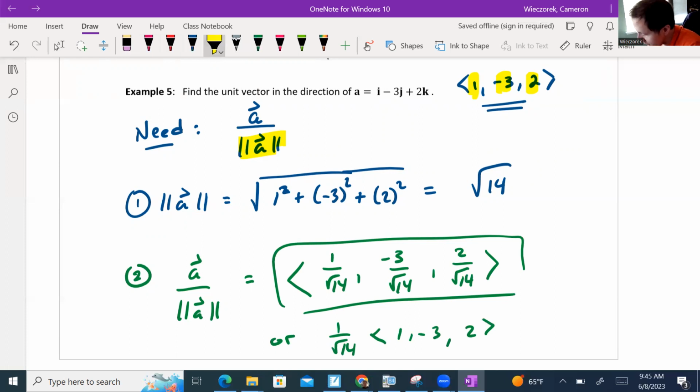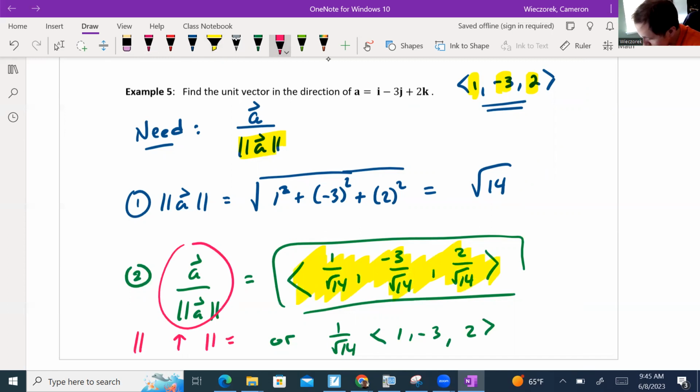And as an exercise for later, I'm not going to do the algebra right now, but take the magnitude of this vector. What you should see is that the magnitude of this vector should be 1. So that's a good way to check your work.